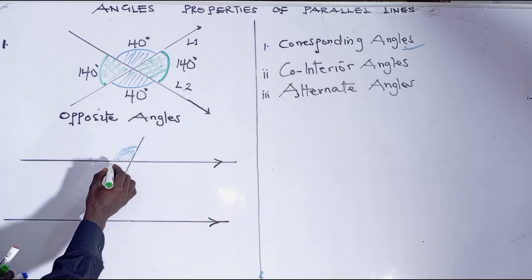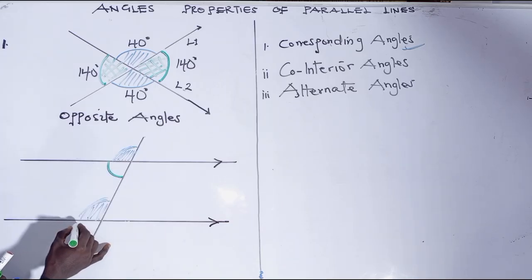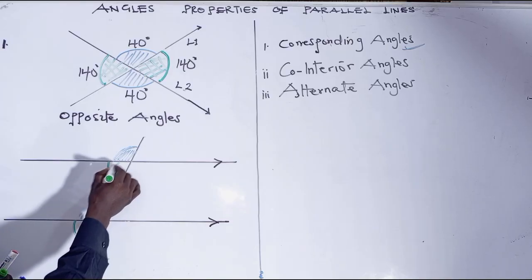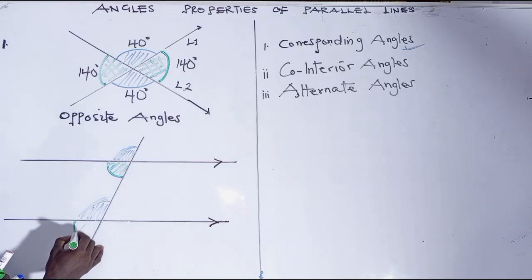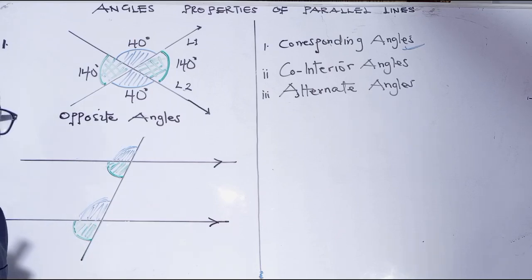Now the angle beneath here also corresponds to the angle beneath here. So if this angle is, let's say, 160 degrees, then definitely this angle will also be what? 160 degrees. We call them corresponding angles.